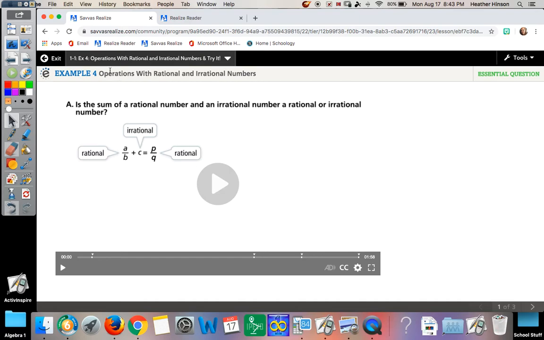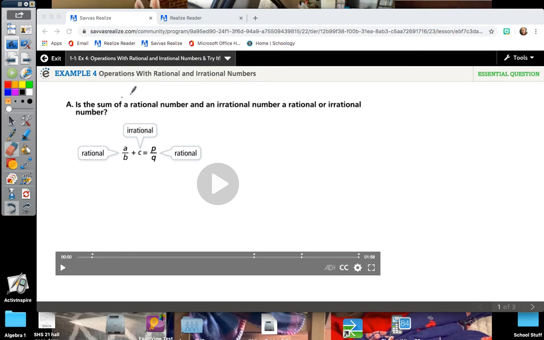So, if we take the sum of a rational number and an irrational, will your answer be rational or irrational? This is no longer pencils plus pencils equals pencils. This is pencils plus markers equals what? What do we get if we add pencils and markers? So again, sum means add. Rational, if we go back to our chart, that is our fractions. So you want a fraction. I'm going to stick with A over B for a second, but I will put numbers in there.